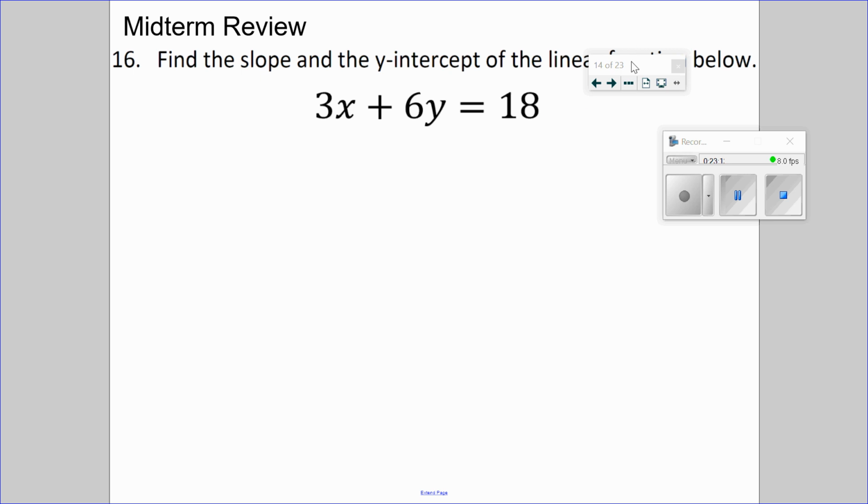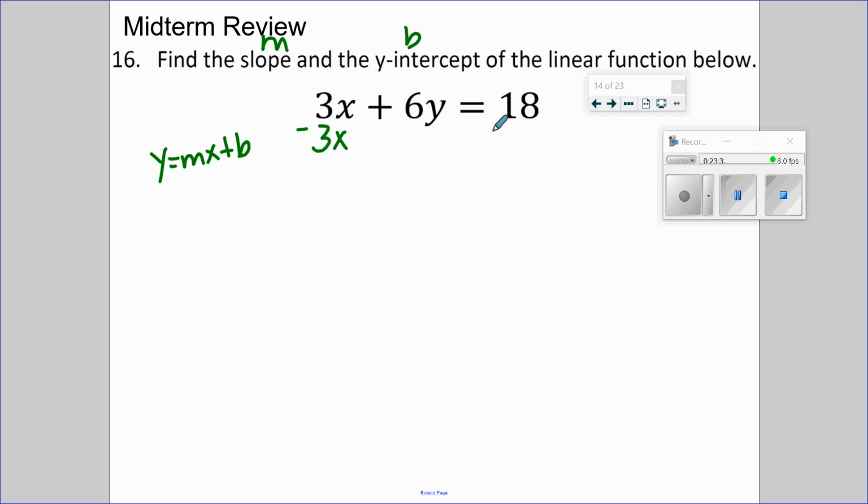The next one, it said, find the slope and the y-intercept of the linear function below. Your slope is m, your y-intercept is your b. This is not in y equals mx plus b. That's what it has to be in. So I have to rearrange it. I need to get the y alone, so my first step is I'm going to subtract the 3x on each side. So now I get 6y equals negative 3x plus 18.